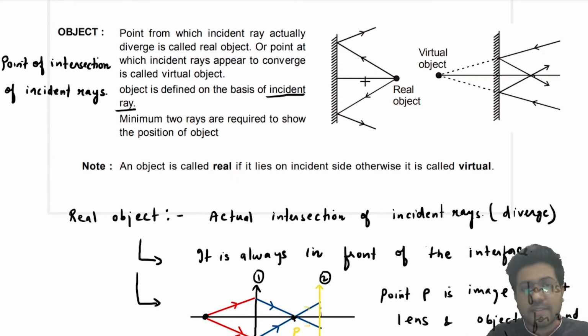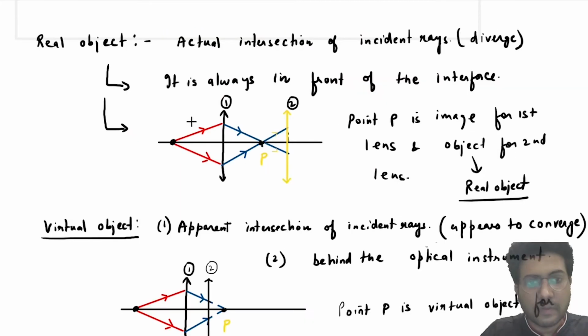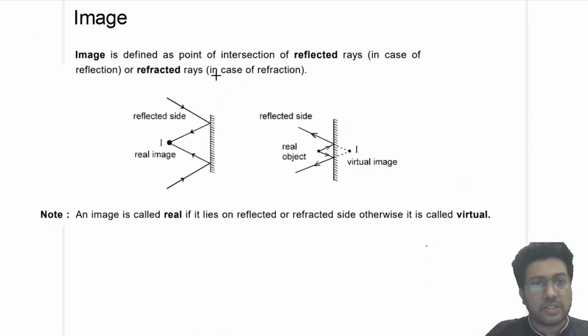That is what we have said, that front side means real, behind means virtual. Front side means what? It lies on the incident side, and behind means what? It lies opposite to the incident side. Okay. So this was the definition of object. Now what is image? Image is defined as the point of intersection of reflected or refracted rays. So if there is reflection, then there will be intersection of reflected rays, and if there is refraction, then there will be intersection of refracted rays.